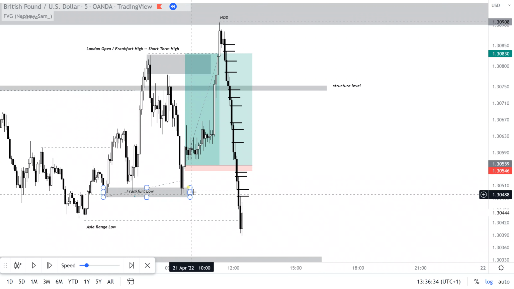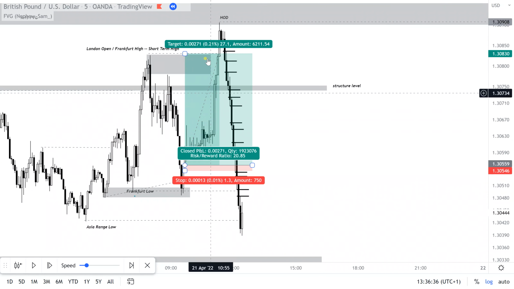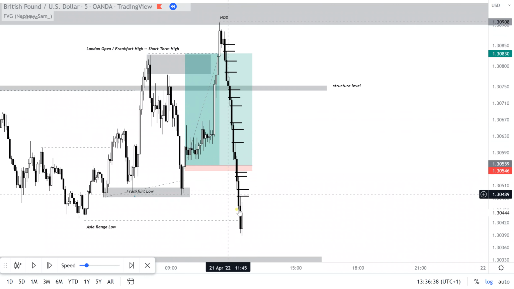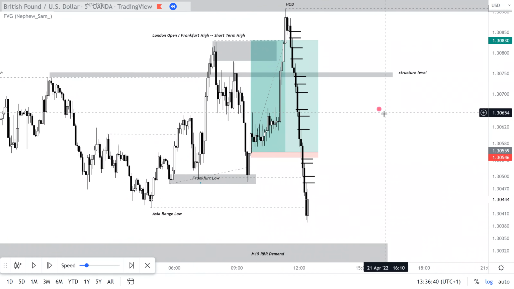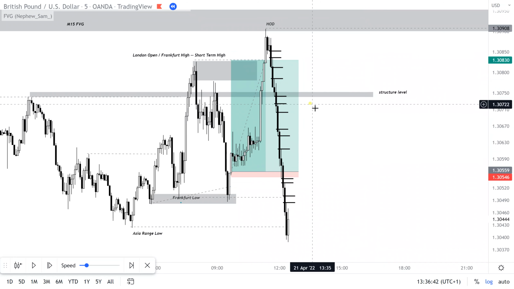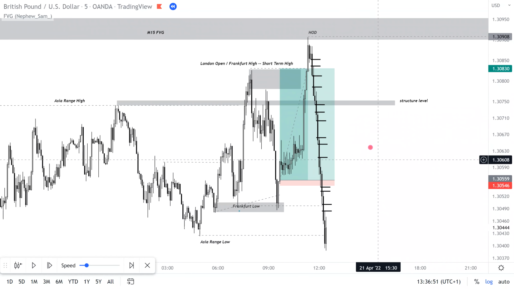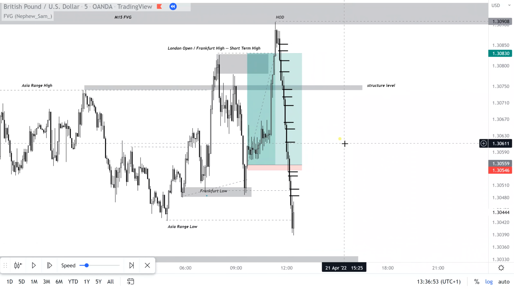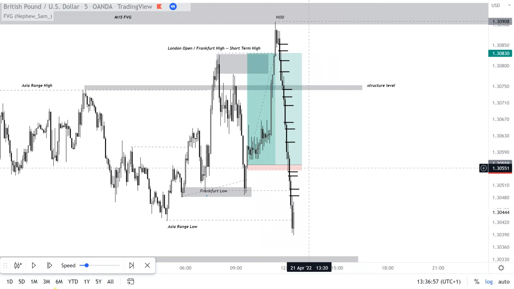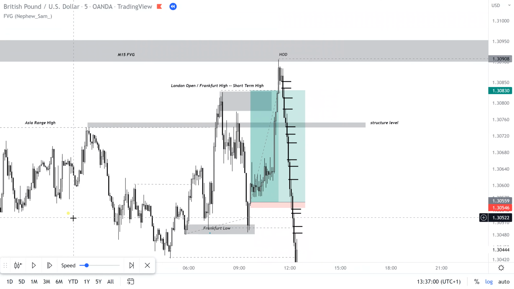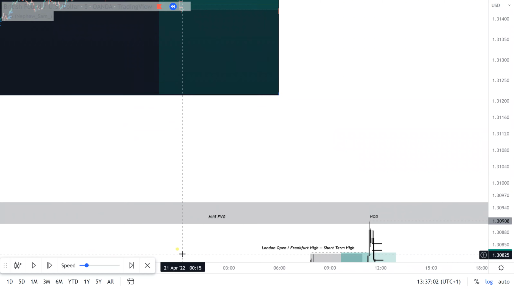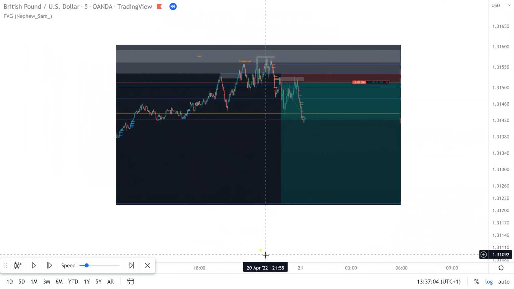But you can see what's happening here. We're basically just bouncing between key levels, Frankfurt low, up to the London Open, back down to the Asia range low. That's really how the intraday market plays out its liquidity building. It's actually a lot easier than you could possibly imagine. It takes a bit of practice, but that's what it is. So I'm going to move on to another example.